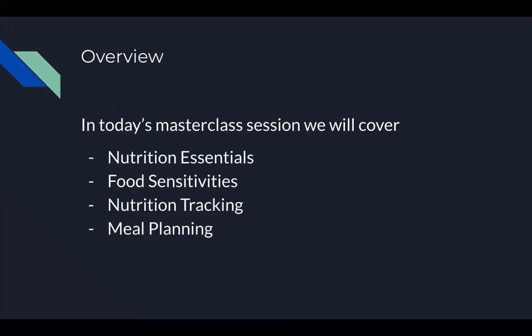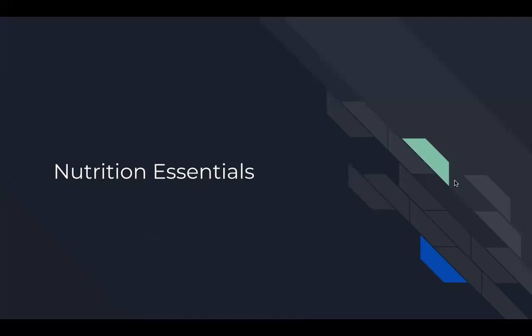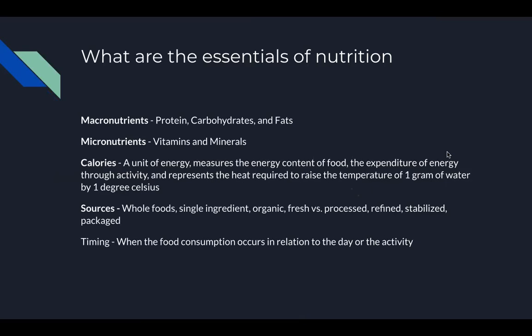But we always want to start obviously with the essentials. That's going to give you the base information that you need for how to break all this information down. So nutrition and essentials, we're going to touch on macronutrients, micronutrients, which are vitamins and minerals. Macronutrients are your protein, carbohydrates, and fats. Calories and how that breaks down as a unit of energy. Sources of foods, so going through whole food, single ingredients, organic and fresh versus processed, refined, stabilized, and packaged. And then nutritional timing, so when food is being consumed and how that occurs in relation to the day or activities that you're doing specifically.